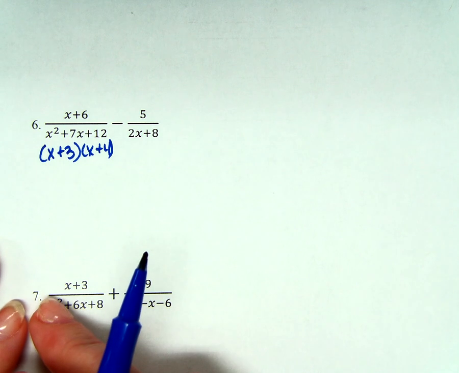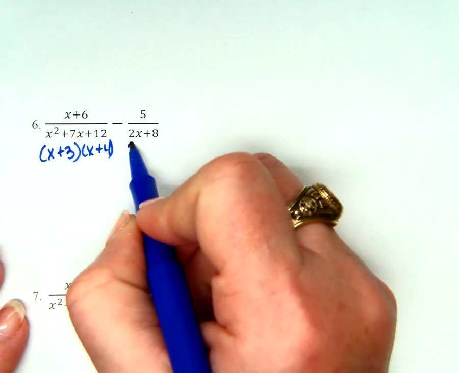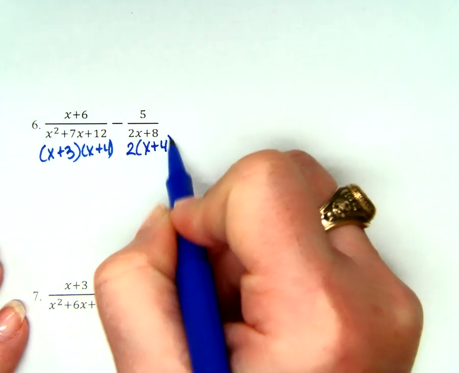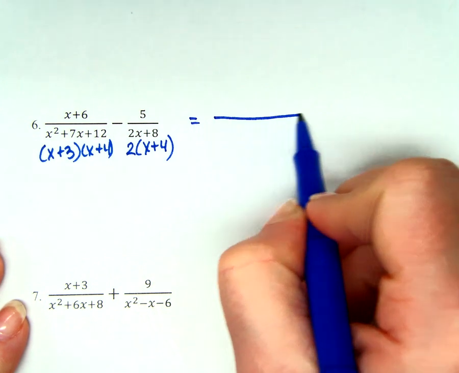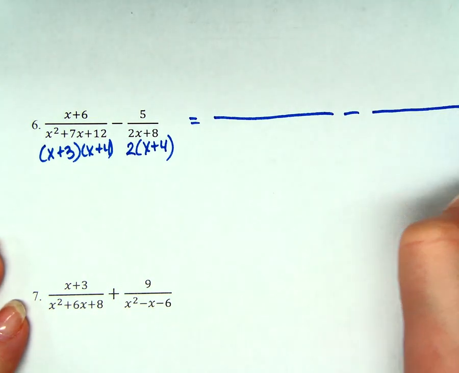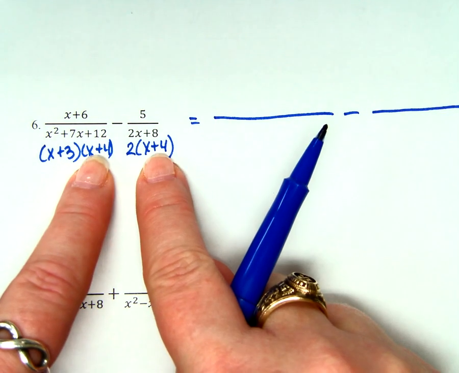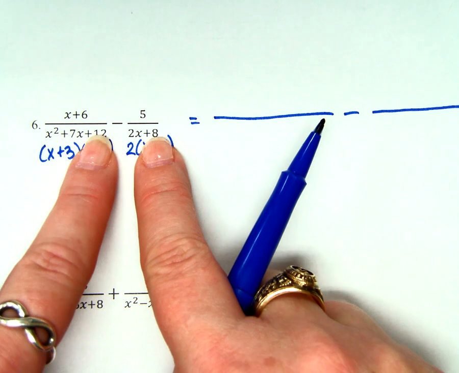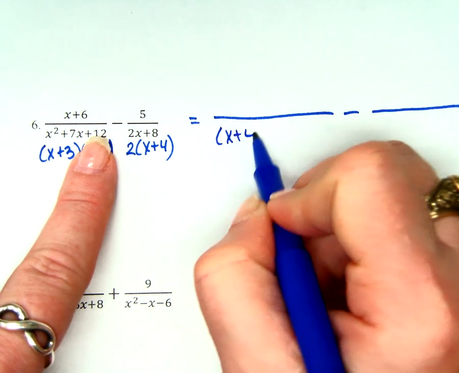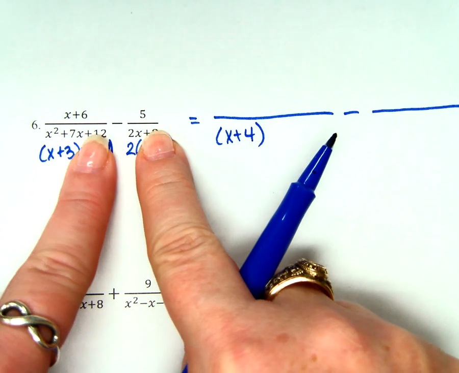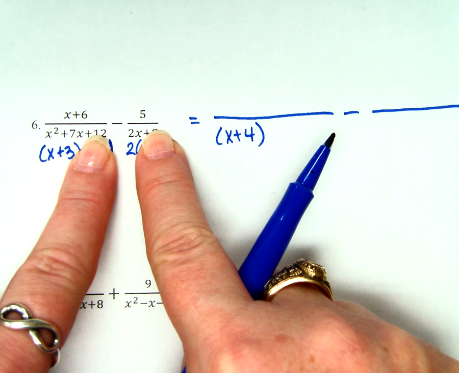Oh, they're both divisible by 2, aren't they? So I could factor out a 2 and get x plus 4. That's nice, isn't it? Because what do you notice? They both have an x plus 4. So that for sure is part of my denominator. What else is left? A 2 and an x plus 3.